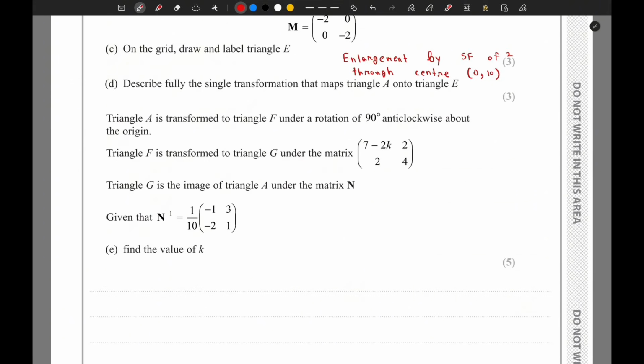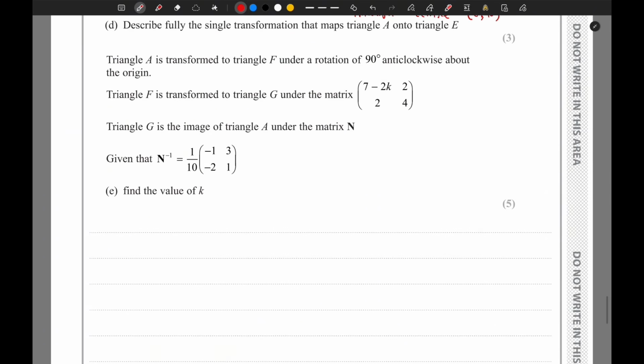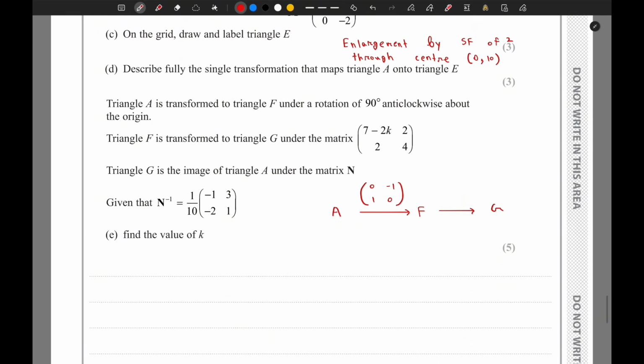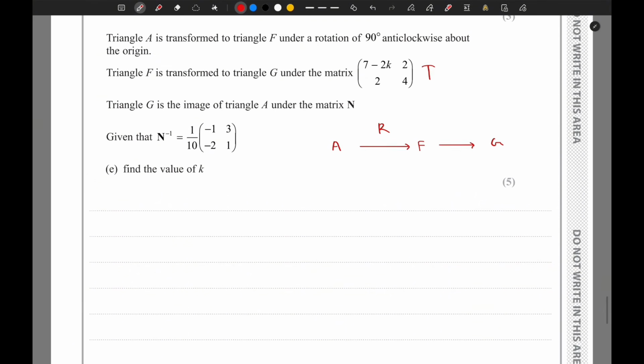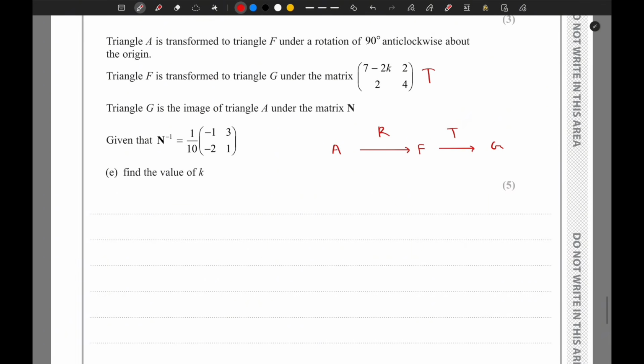Triangle A is transformed to triangle F under a rotation of 90 degrees anticlockwise. So which means A to F, it's 90 degrees anticlockwise. So which means you need to multiply by this matrix, 0, minus 1, 1, 0. And for F to G, you need to multiply it by this matrix. Let's just call this matrix T, and 0, minus 1, 1, 0 is matrix R. Let's just assume.